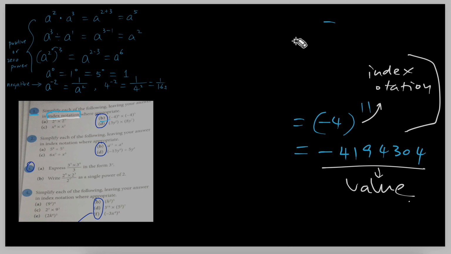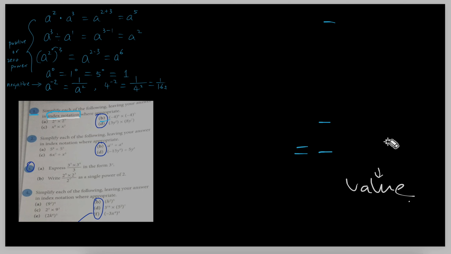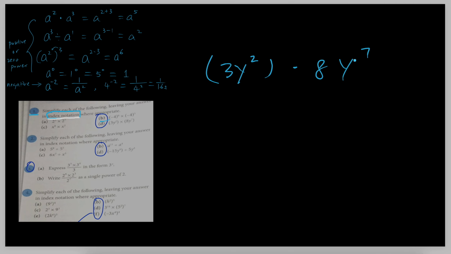So next question is 3y squared times 8y to the power of 7. First thing first, do you have the same base? Where's the same base? This is 3y squared. This one is 8y to the power of 7. So which one is the same base?